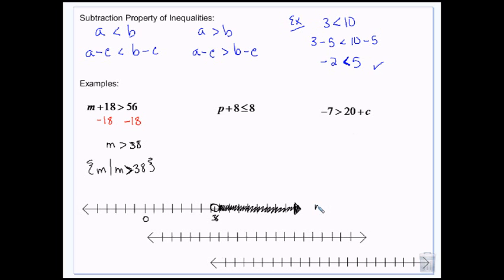That was m greater than 38. If I have p plus 8 is 8, I subtract 8. p is going to be less than or equal to 0. So pick a line to be 0. It's less than or equal to, so that's a solid circle. Solid. And I shade this way. There, I got lazy.